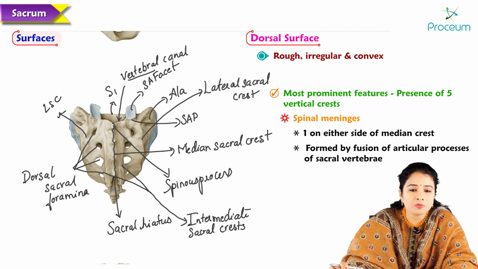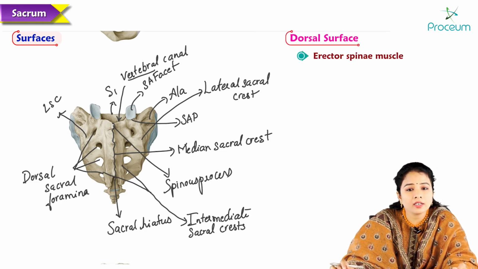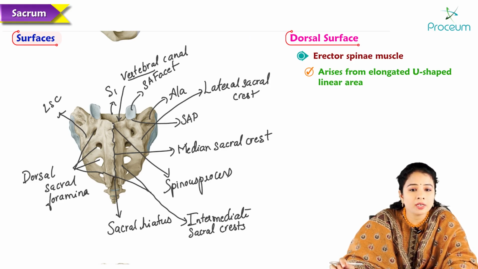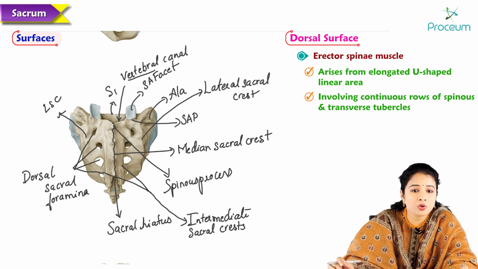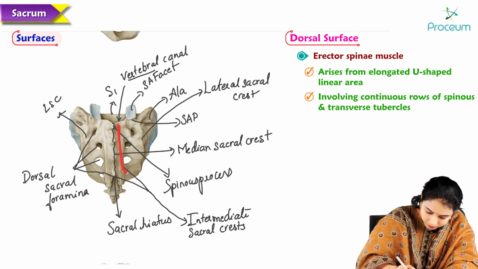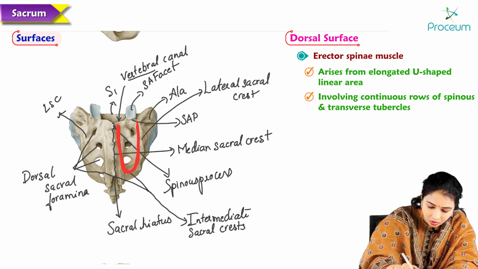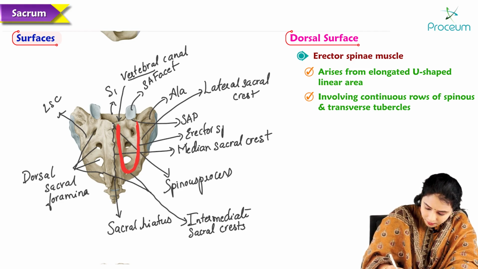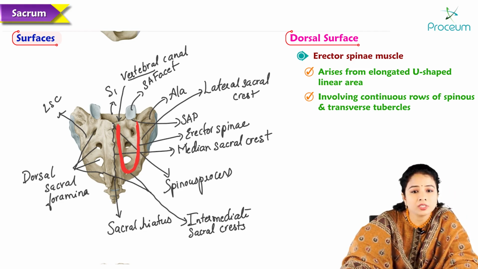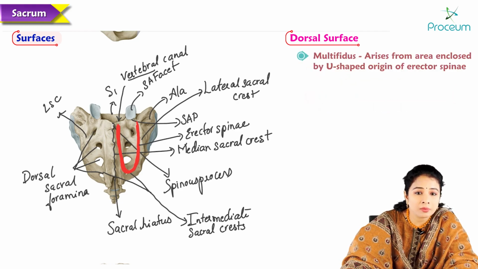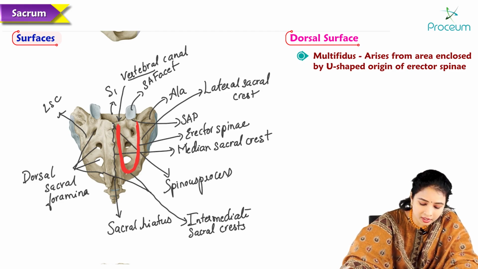Let's see the attachments of muscles on the dorsal surface. The erector spinae muscle arises from an elongated U-shaped linear area involving the continuous rows of the spinous and transverse tubercles. So the line I am showing is the origin of erector spinae muscle. The next muscle which gains its origin from the sacrum is multifidus, which arises from the area enclosed by the U-shaped origin of erector spinae.